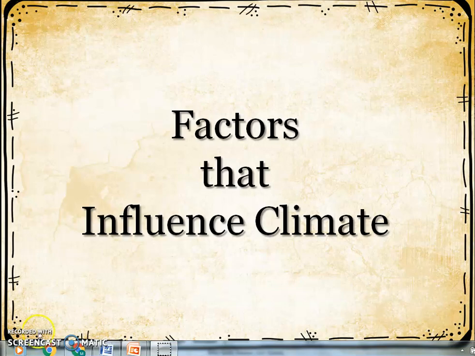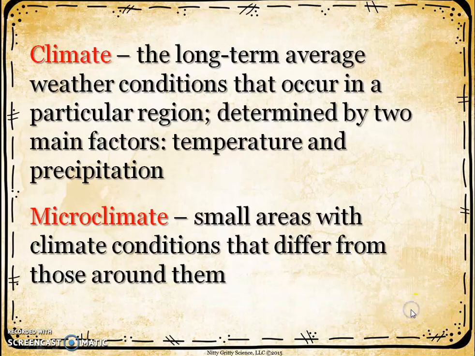Microclimates are those small areas with climate conditions that differ from those around them. So you may have an area with a lower temperature. If you're in a polar region, you might find a warmer temperature that is there. Or in a warm area, you might find an area with a lower, colder temperature. It might get less rain, it might get more rain, just depending upon factors, usually geography, that will affect them.